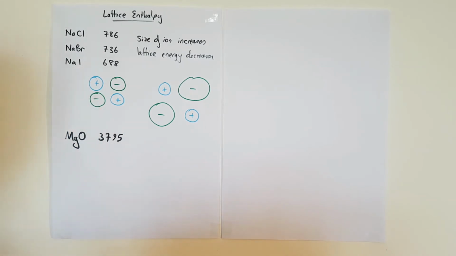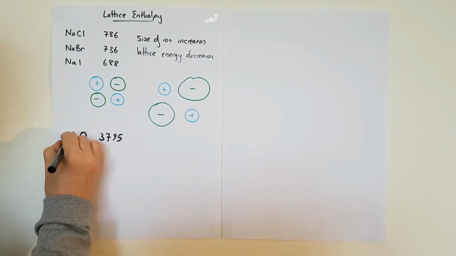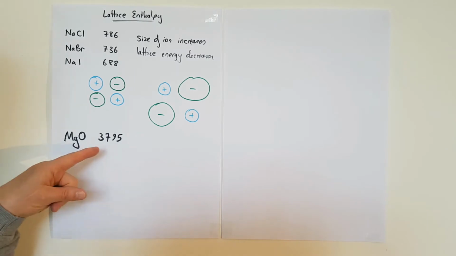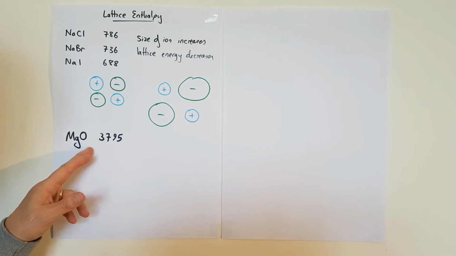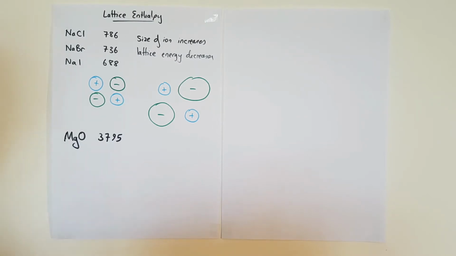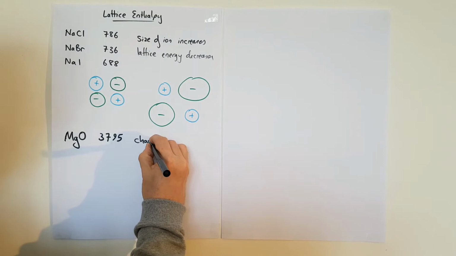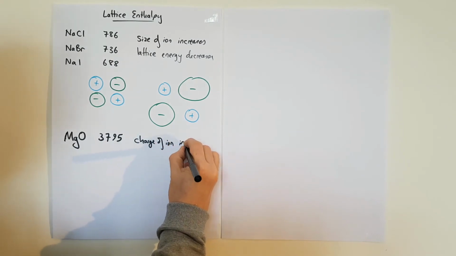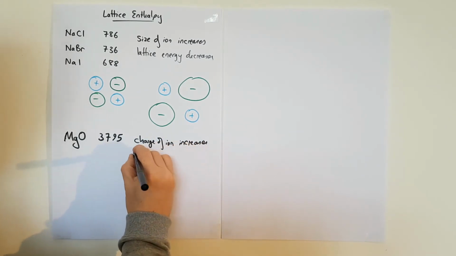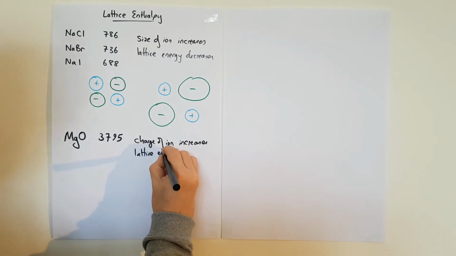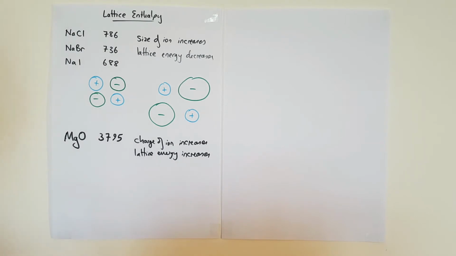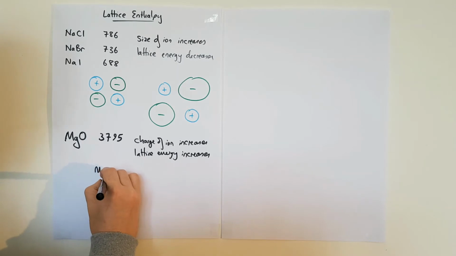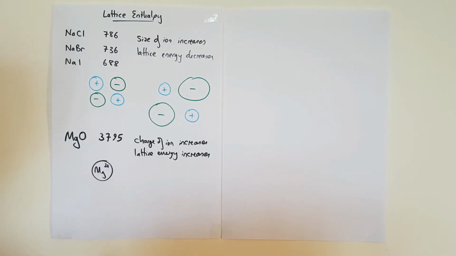Well, we've done a couple of things there. We've changed both ions, obviously. They both have a 2 charge on, magnesium 2 plus, oxide 2 minus. So by increasing the charge of the ion, we see a huge increase in lattice energy, for hopefully fairly obvious reasons. A larger charge on the ion means more attractive forces.